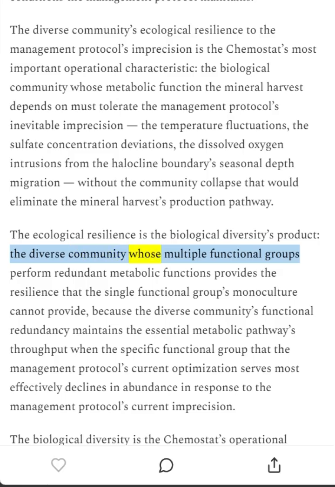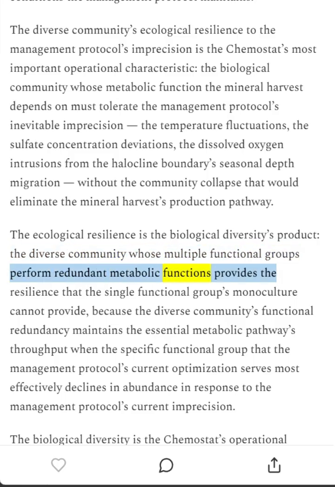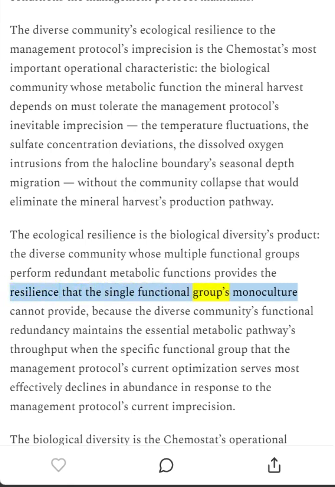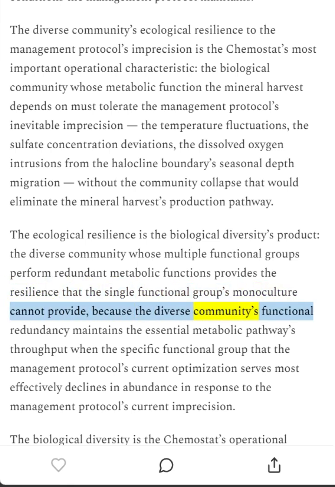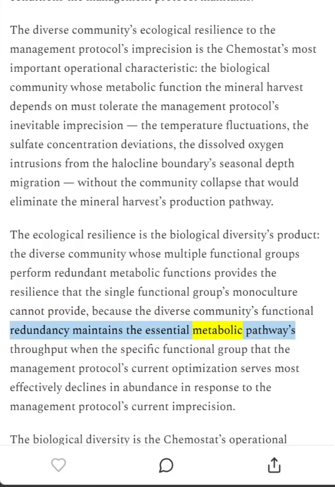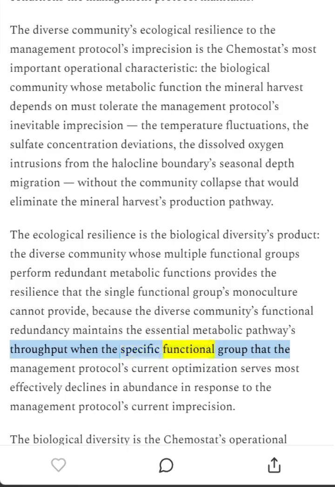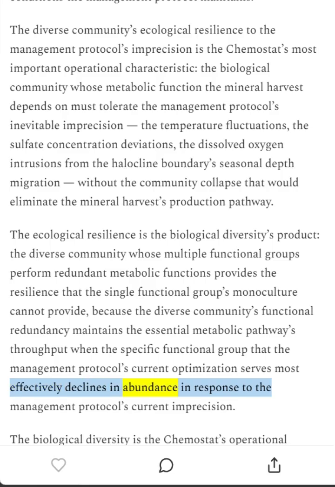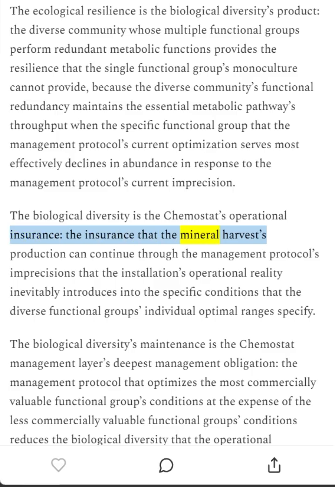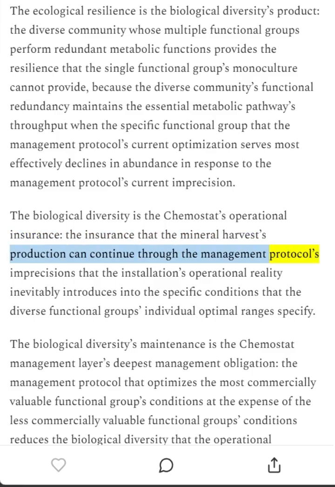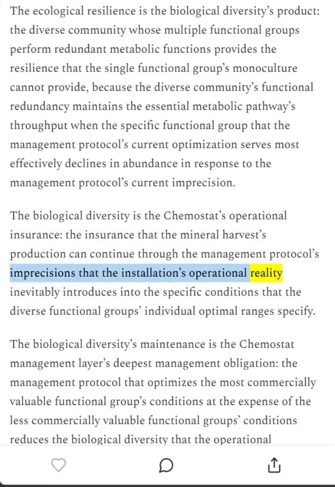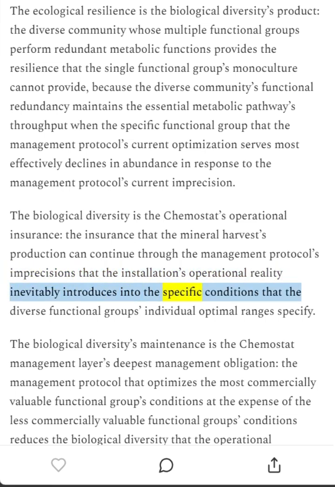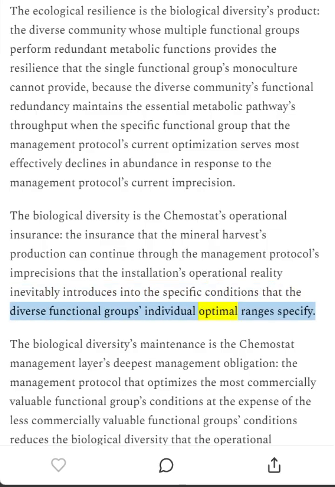The diverse community, whose multiple functional groups perform redundant metabolic functions, provides the resilience that the single functional group's monoculture cannot provide. Because the diverse community's functional redundancy maintains the essential metabolic pathways' throughput when the specific functional group that the management protocol's current optimization serves most effectively declines in abundance in response to the management protocol's current imprecision. The biological diversity is the chemostat's operational insurance, the insurance that the mineral harvest production can continue through the management protocol's imprecisions that the installation's operational reality inevitably introduces into the specific conditions that the diverse functional groups' individual optimal ranges specify.